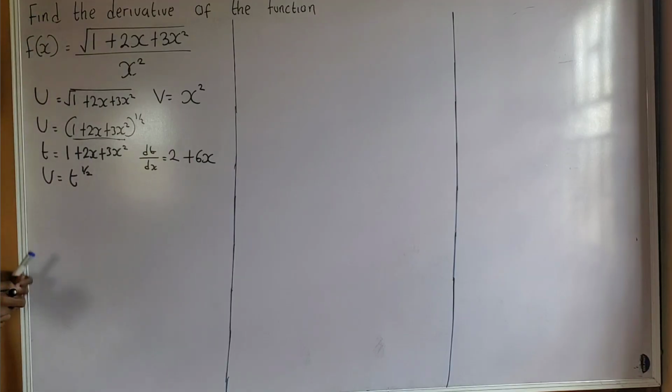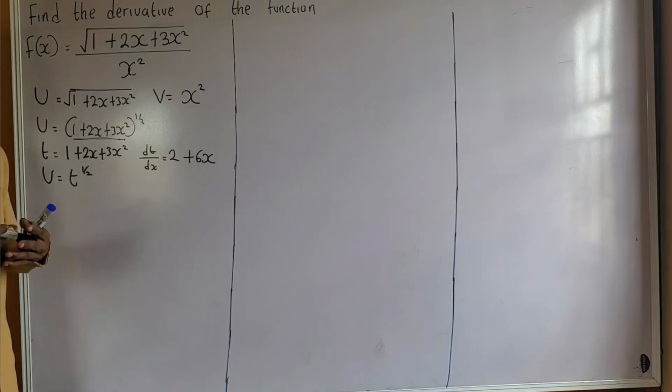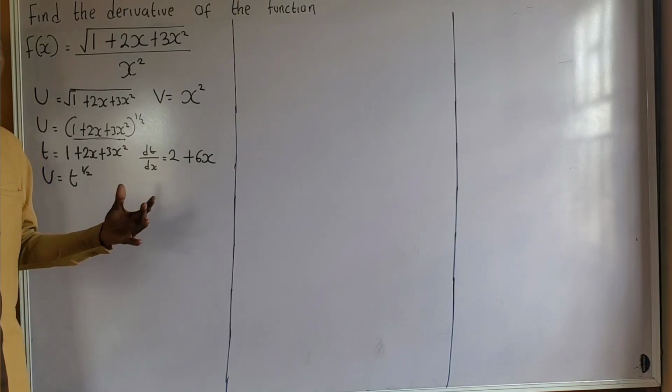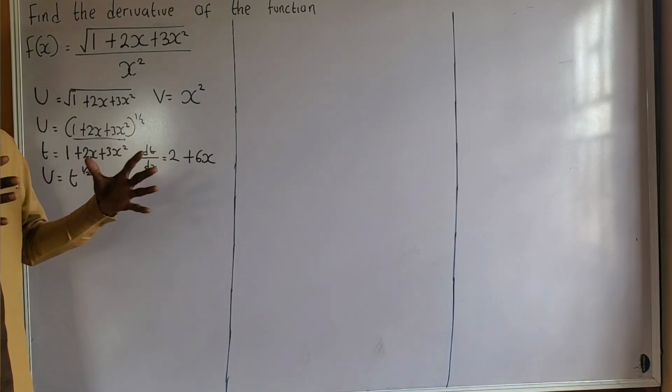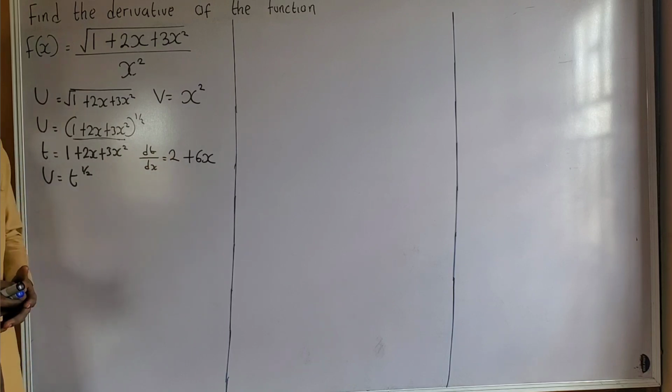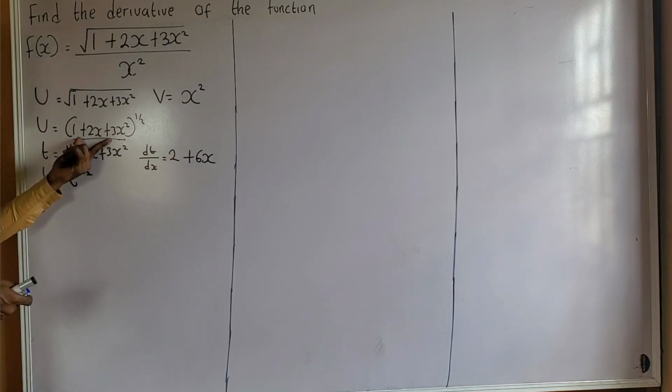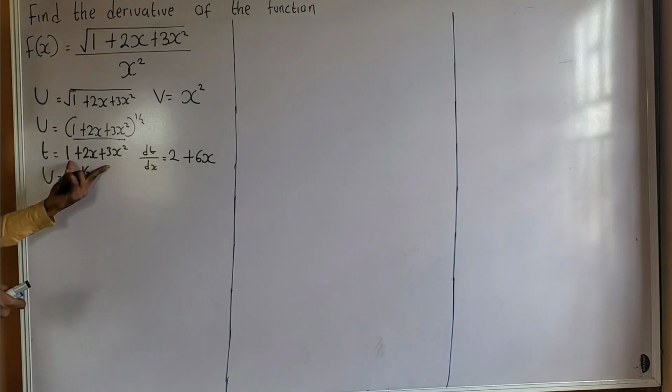Now, we still need to take the derivative of u with respect to t, because according to the chain rule, you are going to multiply the derivative of the outer function and the inner function. You are going to multiply them. That will give you your answer. Are you getting it? The inner function is this, while the outer function is this.